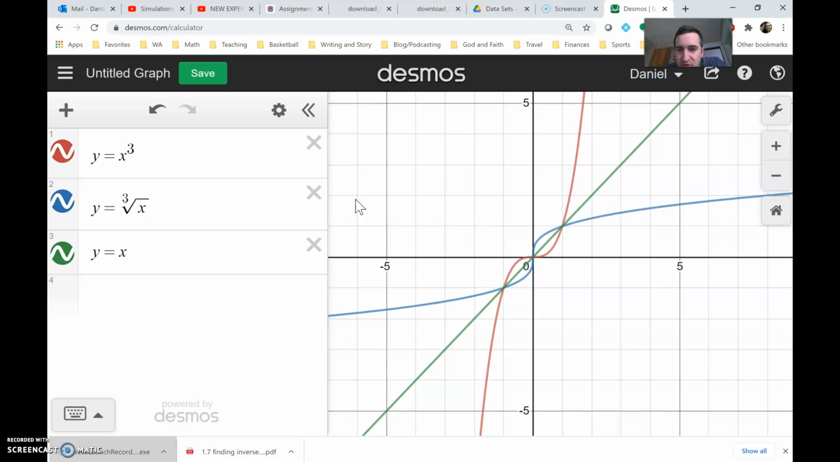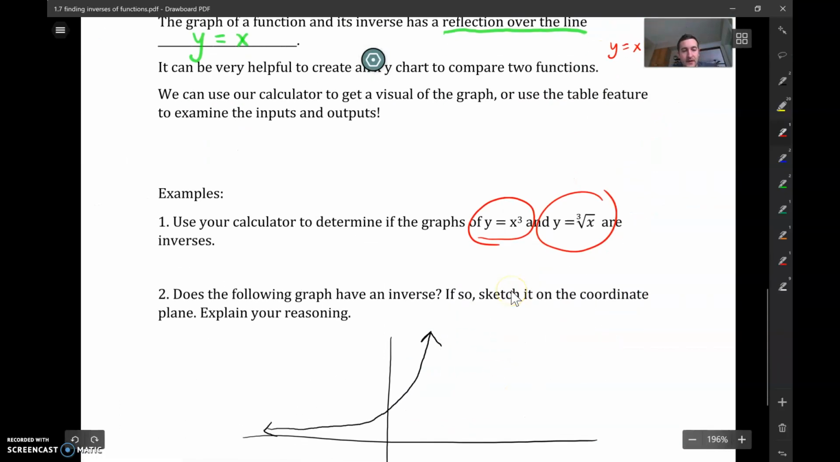It sure does. You can see that it has perfect symmetry over that line, which proves graphically that these two functions are inverses. Now granted, I'm hoping we can start to realize without graphing that they are. Cube root of x and x cubed undo one another. Those are inverses, right? But you can test it on a graph if you need to.